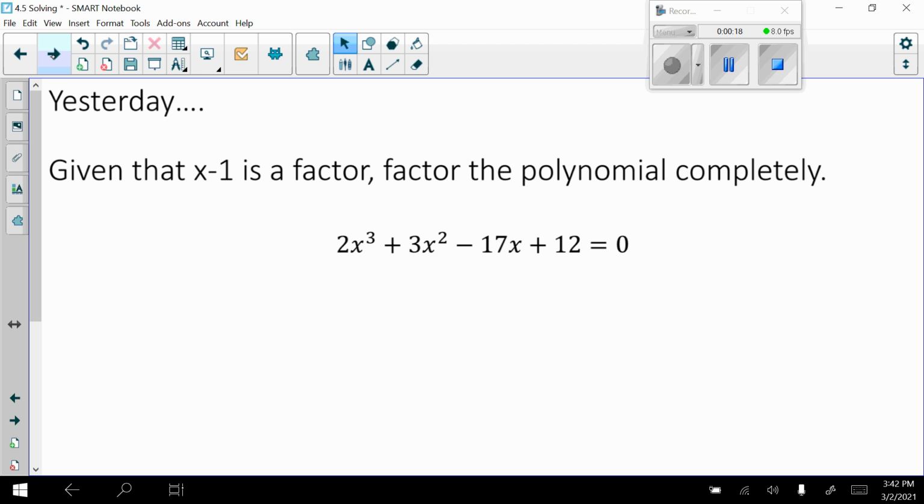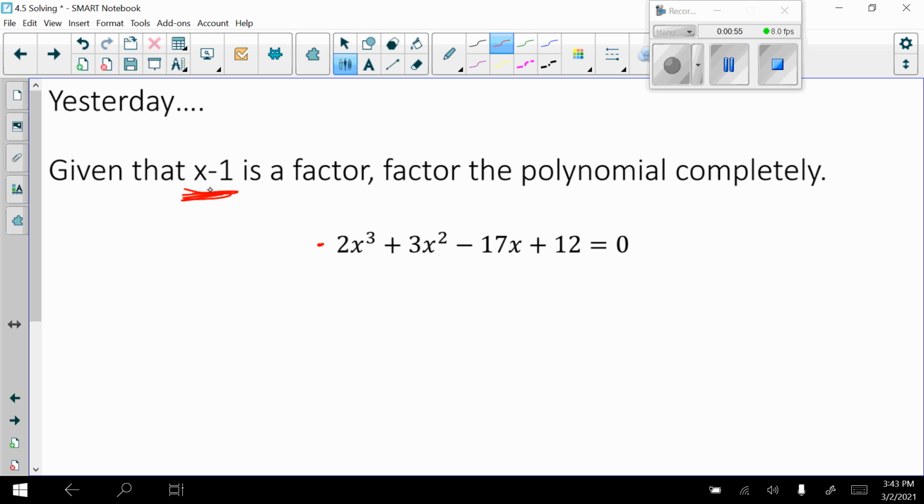In the last video, we talked about how to factor a polynomial. So we had problems that look kind of like this. It would say, given that this thing is a factor, factor this polynomial completely. So we're going to start this problem and eventually solve it, but first we have to start by factoring it. Given that this is a factor, remember that means x minus 1 should divide evenly into this big polynomial. So we're going to start the process by dividing using synthetic division.